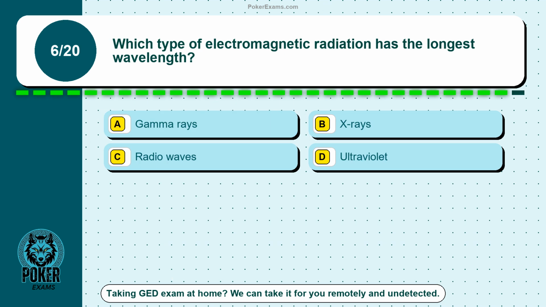Question 6. Which type of electromagnetic radiation has the longest wavelength? Option A. Gamma rays. Option B. X-rays. Option C. Radio waves. Option D. Ultraviolet.